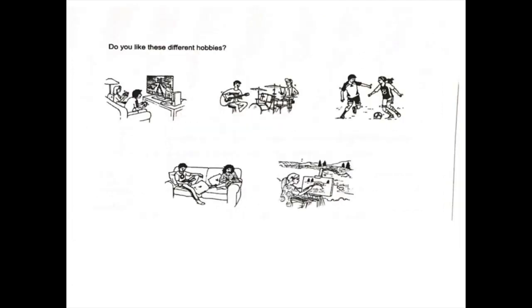And so here's an example of some pictures that they could show you. It'll say, do you like these different hobbies? And then you would just need to look at the pictures and determine that we have someone playing video games, someone playing music, playing football, reading, and drawing. So you would just talk about these 5 specific different hobbies for phase 1, and then just answer the questions as best as you can in complete sentences for phase 2. And that's the end. That's the end of the test.